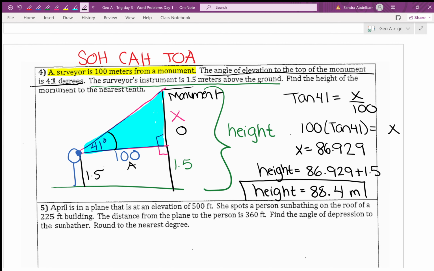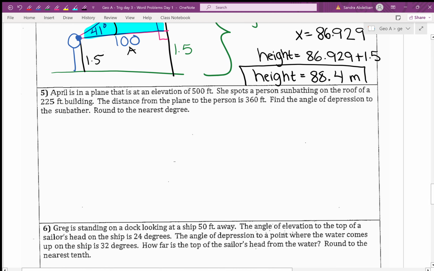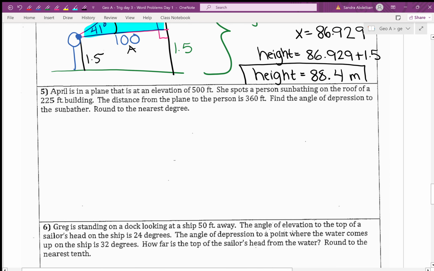All right. Next one. It says April is in a plane that is at an elevation of 500 feet. She spots a person sunbathing on the roof of a 225-foot building. The distance from the plane to the person is 360 feet. Find the angle of depression to the sunbather. Round to the nearest degree.